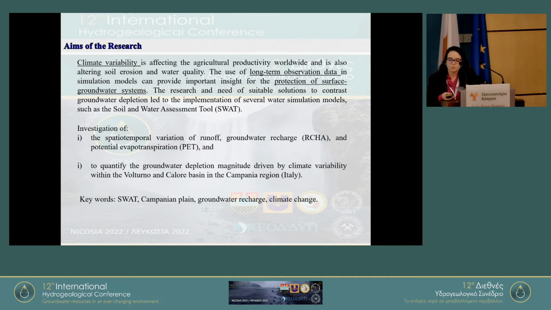in a mountainous watershed. So, taking into consideration the increasing water demands, we applied the SWAT model in the Alto Volturno and Calore basins in Campania in order to investigate the variations of runoff, groundwater recharge and potential evapotranspiration.